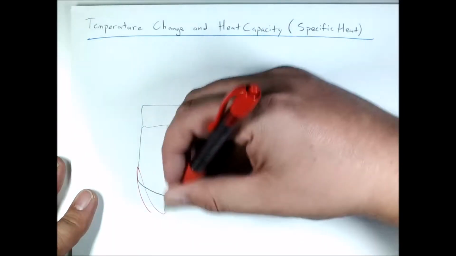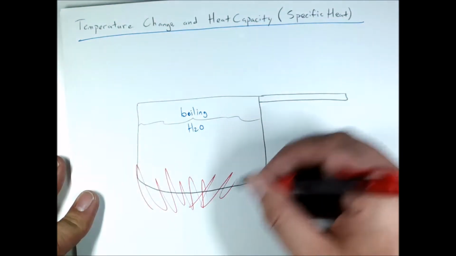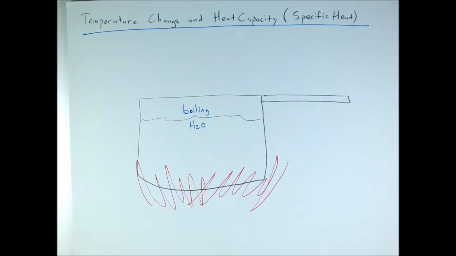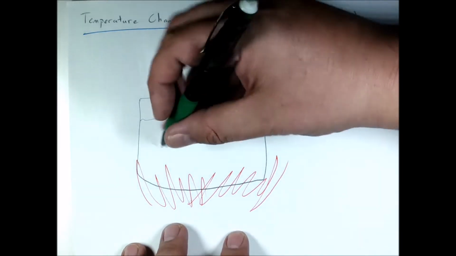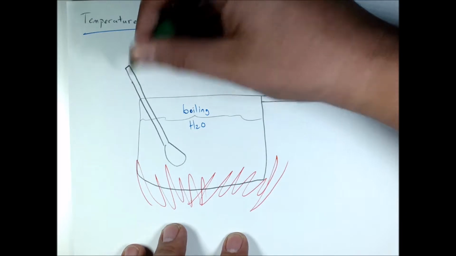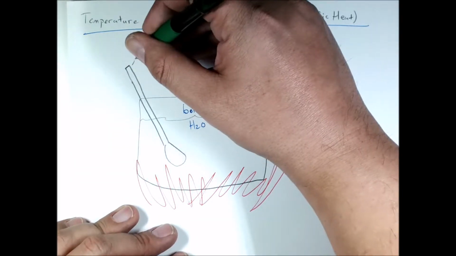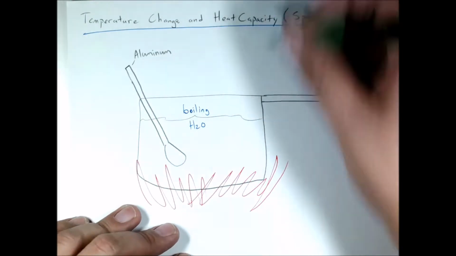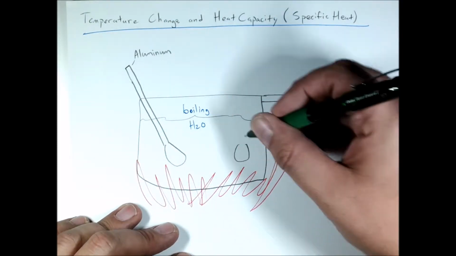And you're heating this on your stove, you have a gas stove here, there's your flame. And then suppose you put 2 spoons in it. So 1 spoon, let's go ahead and say this one's made out of aluminum. And the other spoon is made out of wood.